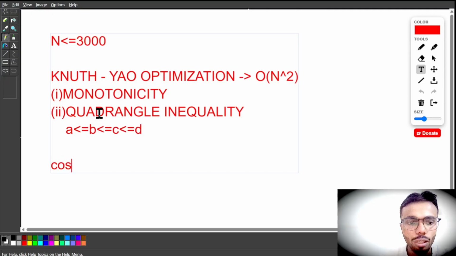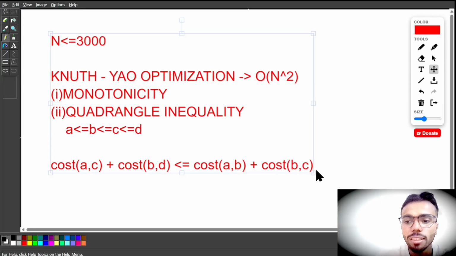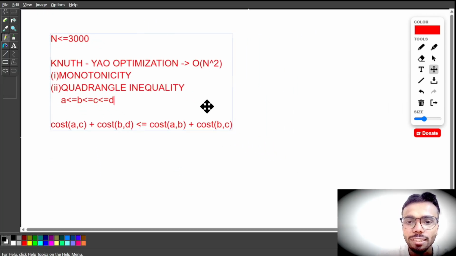And if I look for the cost for AC plus the cost for BD, that should be less than or equal to the cost of AB plus the cost of BC. If this gets satisfied, I can say that the quadrangle inequality gets satisfied. And if the quadrangle inequality gets satisfied, I have checked the condition to perform the Knuth-Yao optimization.